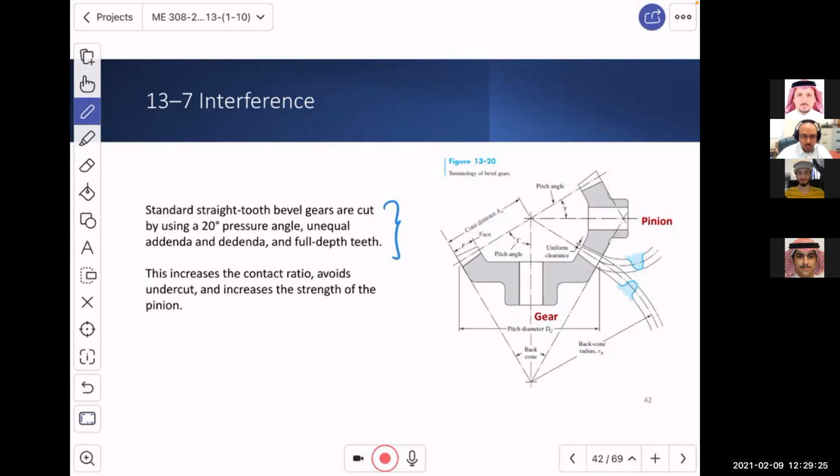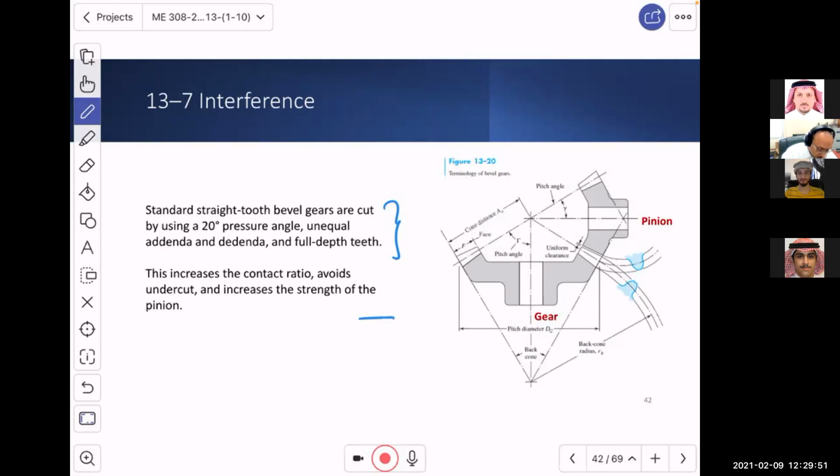And you want that contact ratio to be maintained, as we said, because it ensures smoothness and continuity, avoids undercut and increases the strength of the pinion. Now, what is the meaning of avoiding undercut? Undercut in general is when, for a tooth.